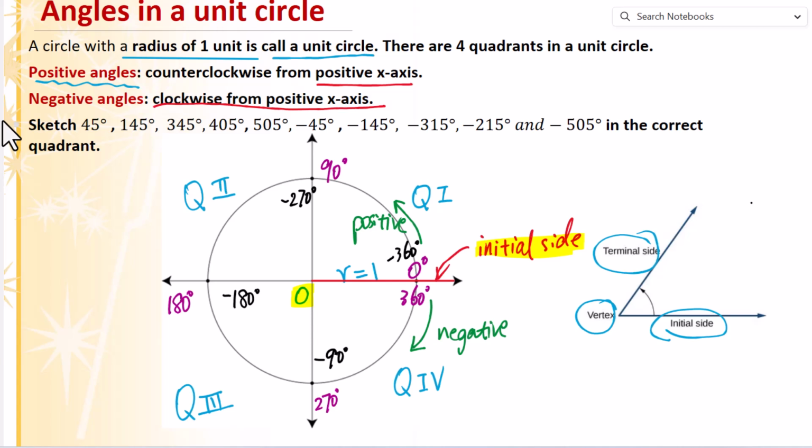45 degree, counterclockwise from a positive x-axis. This is a 45 degree. 145 degree. Just estimate. As long as the terminal side is in the correct quadrant, we count that correct. This is 145 degree. 345 degree.